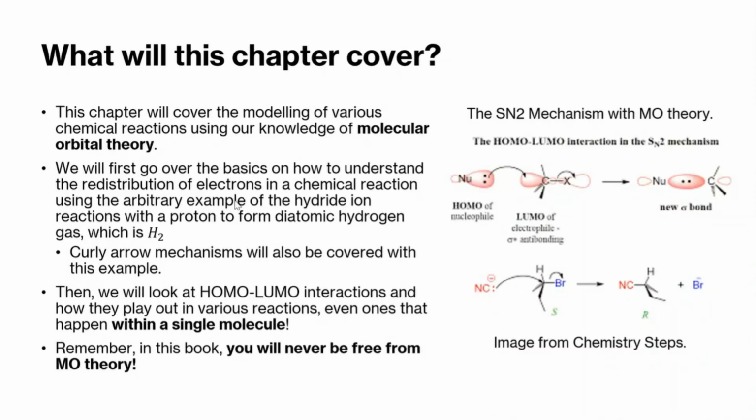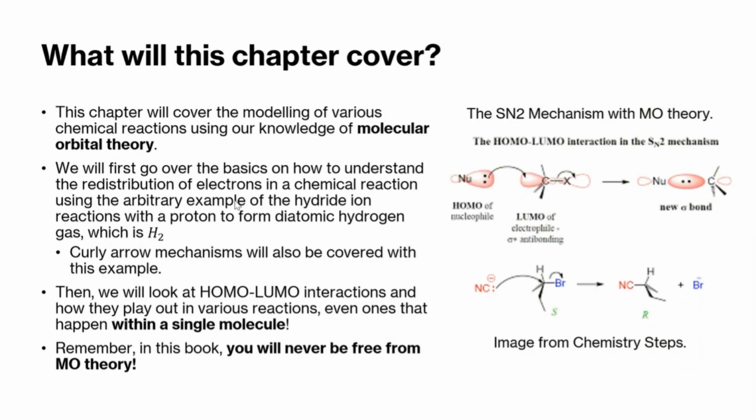Then we'll focus on what curly arrow mechanisms are. Especially if you're reading Clayden right now, curly arrow mechanisms, or arrow pushing, will be dispersed throughout that entire book. You can't really escape it. After that, we will look at HOMO-LUMO interactions.